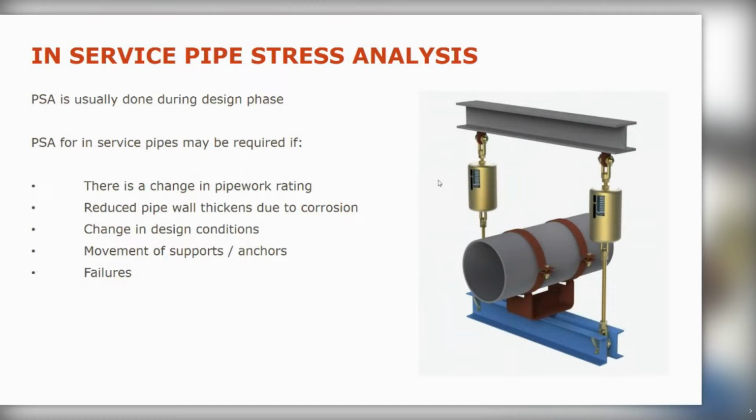If you have movement of supports or anchors, sometimes that happens due to subsidence or something like that, where some anchors have moved, some supports have moved, that changes how the pipe will behave. Or of course, if you had a failure, then you would maybe want to do analysis to understand why it failed, what was wrong in the first place. So that's something you would look at.